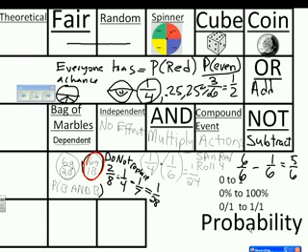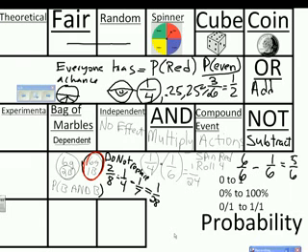Alright, yesterday we covered dependent events, bag of marbles. Now we're going to move away from the spinners and the cubes and the coins and the bag of marbles, and we're going to move more towards real life events. We're going to learn how to tell the future by making educated assumptions using probability.